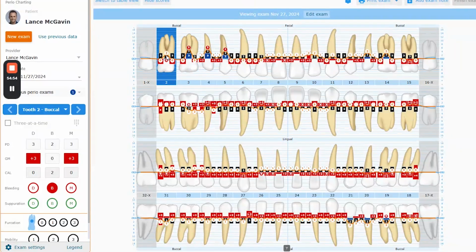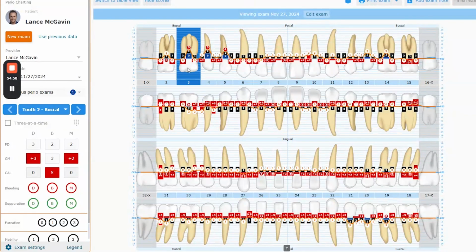In the middle here, it attaches 2 millimeters below. Look what happens here on number 3. I've got a 3 millimeter probing depth on the distal, but then I've got +3, which brings my attachment level. You can actually see a little tiny point here to correspond with that is at 0. 0 corresponds with the CEJ.